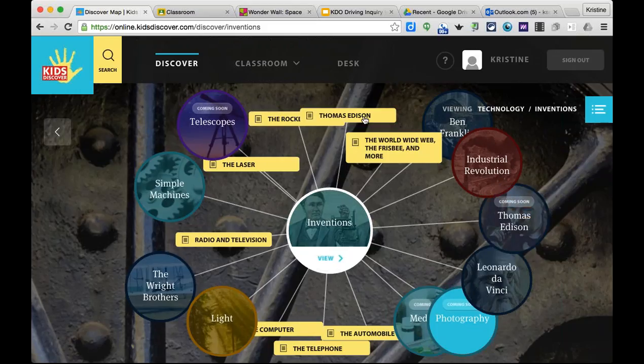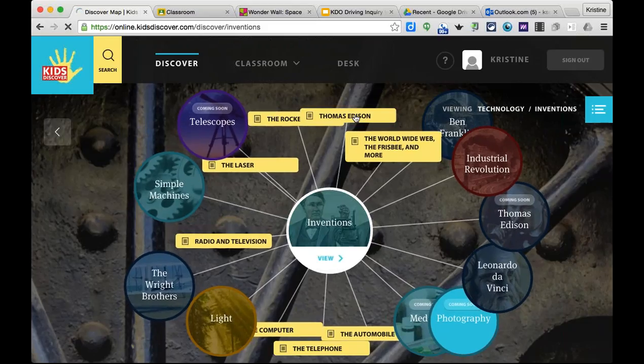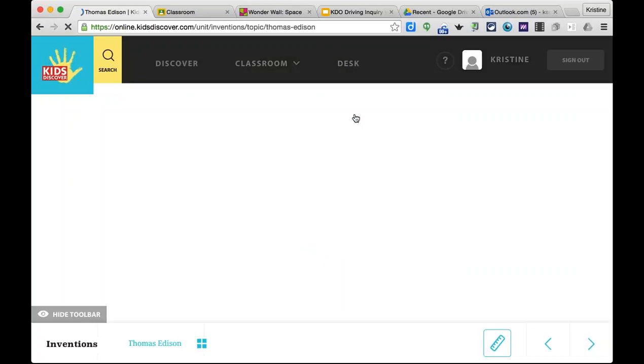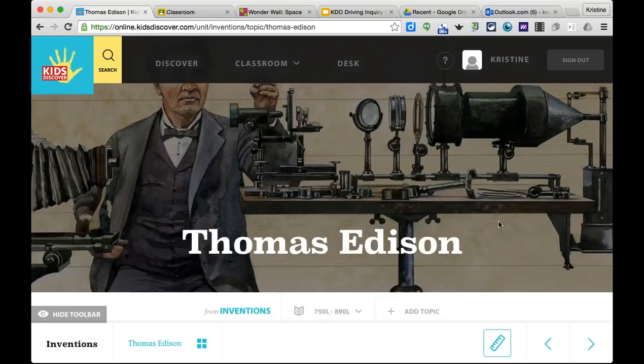So the students can continue to choose larger topics or units, and then the students can go into a particular topic. And one that I'm definitely interested in is Thomas Edison. So I'm going to click on Thomas Edison in the rectangular icon, and the screen will now take me to the information in the library about Thomas Edison, presented to me on a web page.